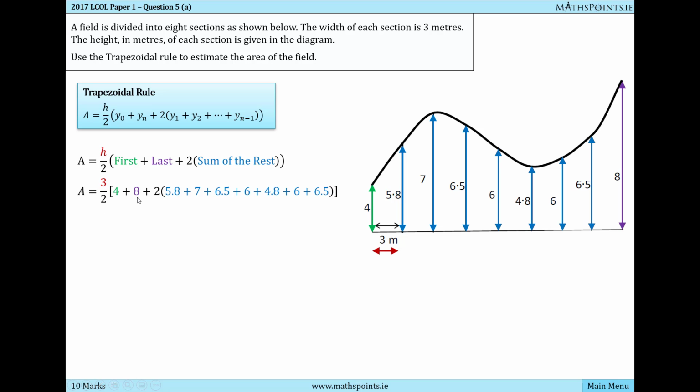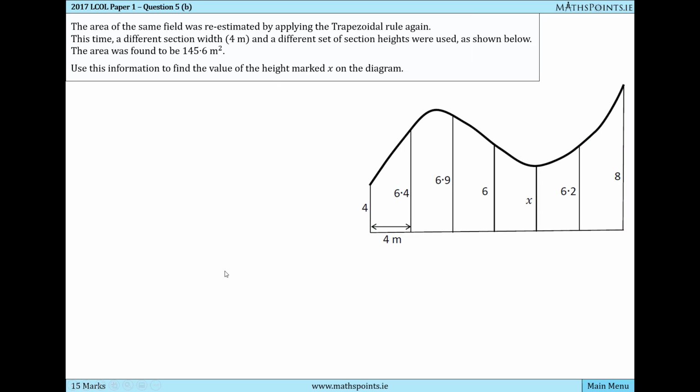The first height is 4, plus the last height is 8, plus 2 times 5.8 plus 7 plus 6.5 plus 6 plus 4.8 plus 6 plus 6.5. So 3 over 2 is 1.5, 4 and 8 is 12, and then it's 2 times the sum of the rest of the heights, which was 42.6. I'm going to multiply the 42.6 by the 2 to give me 1.5 times 12 plus 85.2. I'm going to add the 12 and the 85.2 to give me 1.5 times 97.2. And then when I multiply this out, I get that an estimate for the area of the field is 145.8 meters squared.